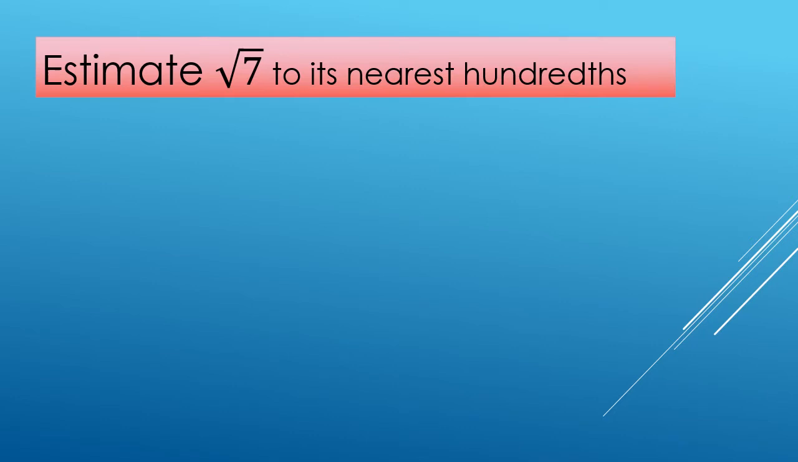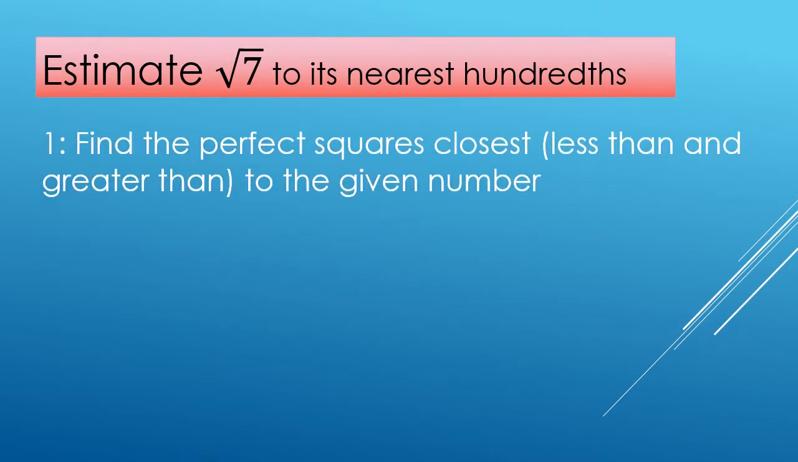Okay, let's try this first example. Estimate the square root of 7 to its nearest hundredths. First step, find the perfect squares closest, less than, and greater than the given number.